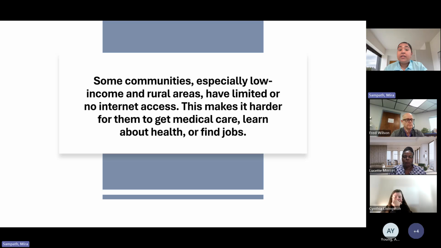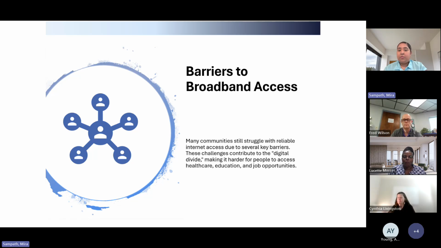So again, some communities, especially low income and rural areas, have limited or no internet access, which makes it difficult for them to get medical care, to learn about health, or to find jobs. So, what are these barriers to broadband access? Again, many communities still struggle with reliable internet access due to several key barriers. These challenges contribute to what we call the digital divide, which makes it harder for people to access healthcare, education, and job opportunities. So, we're going to go into a little more detail about what these barriers are specifically.